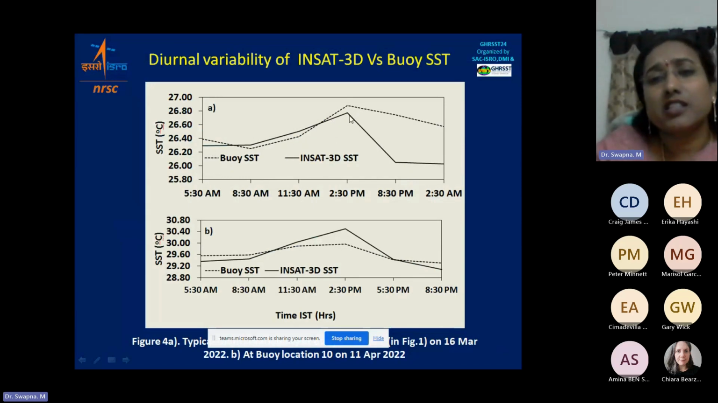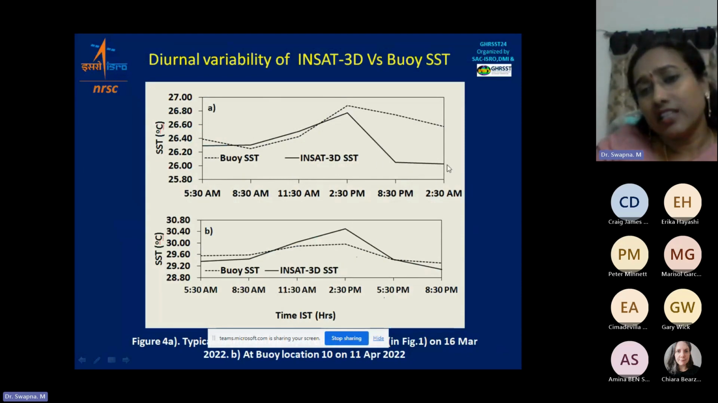And if you observe around 2:30 p.m., for India, these times are all in Indian standard time. You can see around 2:30 p.m., meaning in the afternoon, we are finding the diurnal peak in the Arabian Sea and Bay of Bengal. This is for the Arabian Sea location, and this is the Bay of Bengal location.